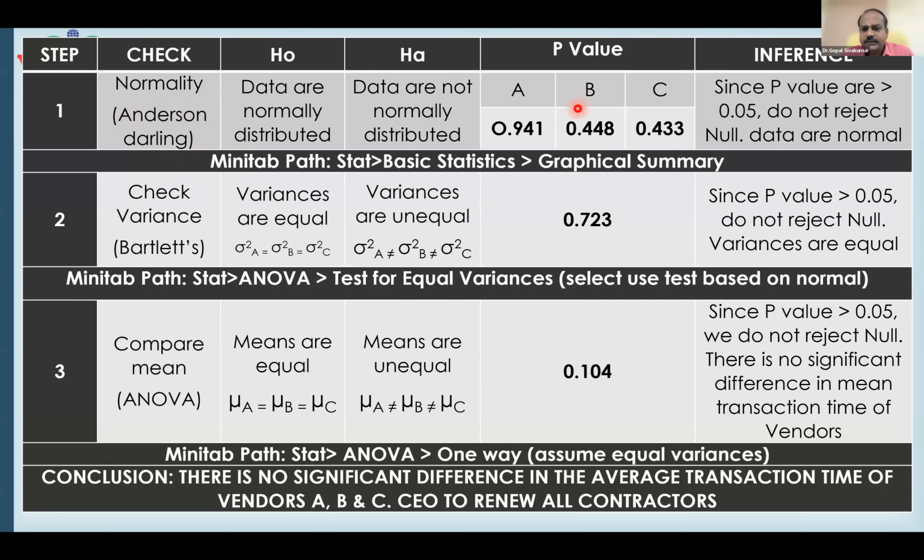And for A as well as B as well as C, look at the p-value. All of them are more than 0.05. When all of them are more than 0.05, you look at your null. What is your null? Data are normally distributed. Since it is more than 0.05, you can't reject the null, which means your data are normal. So again, this requirement is also fulfilled. For performing Anova, data must be normal, variances must be equal. Both conditions are fulfilled. Hope all of you understand here. This is a classical example of one-way Anova. Clear?